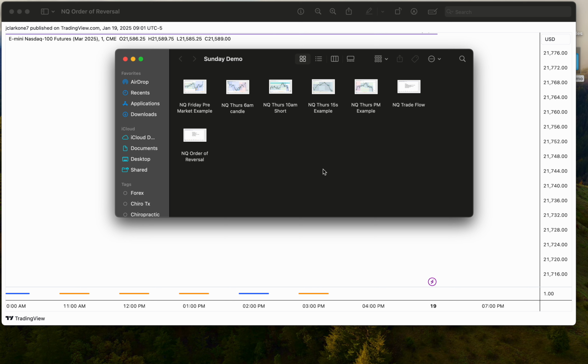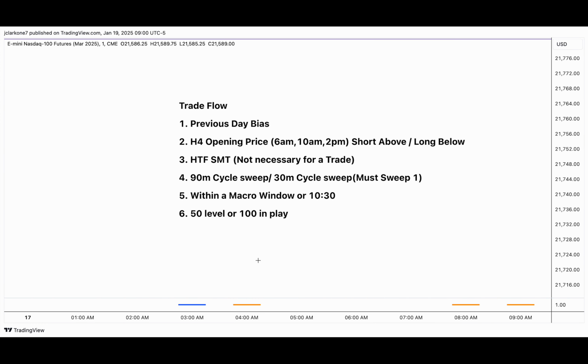I don't know. The big takeaway is just be in the wick. Okay, if you're above the opening price of a 4-hour candle, only look to short. If you're below, only look to go long. Okay, this is for you guys who missed the beginning. This is the trade flow or whatever little analysis I'll go through when I'm looking at the chart. Yeah, you can screenshot it.